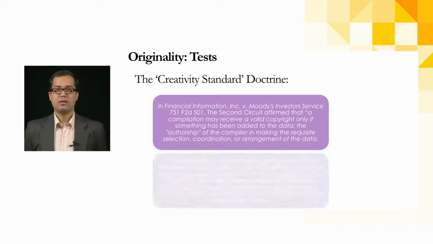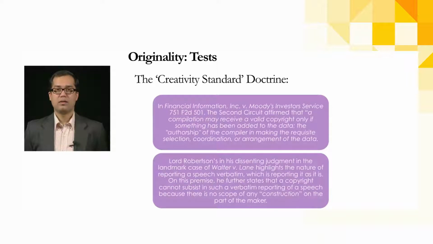In England, again, Lord Robertson's dissenting judgment in the landmark case of Walter versus Lane can be said to be the paradigmatic creative judgment. Lord Robertson, in his dissent, highlights the nature of reporting a speech verbatim, which is reporting it as it is. On this premise, he further states that a copyright cannot subsist in such a verbatim reporting of a speech because there is no scope of any construction on the part of the maker. He distinguishes it from the telephone directory cases on which Lord Halsbury had relied, saying that those are on a different plane than this.